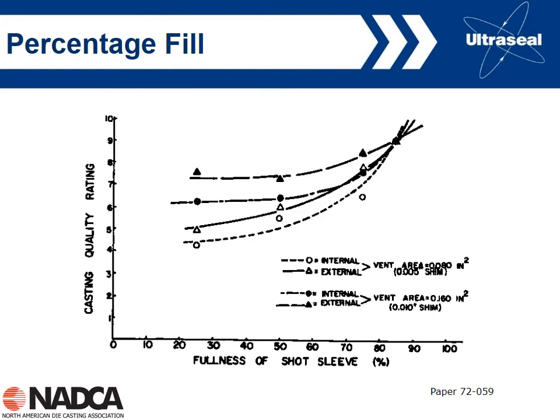And as we discussed in the last webinar, the fullness of the shot sleeve, the percentage fill in the shot sleeve, higher percentage fill also reduces porosity. So for example, if I have a die and I put it on a larger machine, I'm likely to have a lower fill percentage in the sleeve and then potentially have more porosity in my casting. So that's something to think about when you're putting a die on a machine.